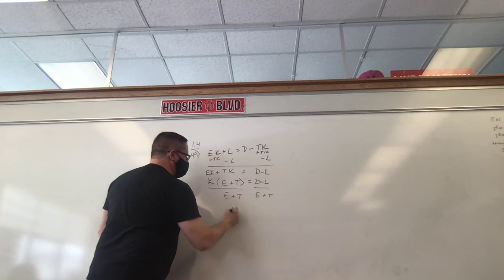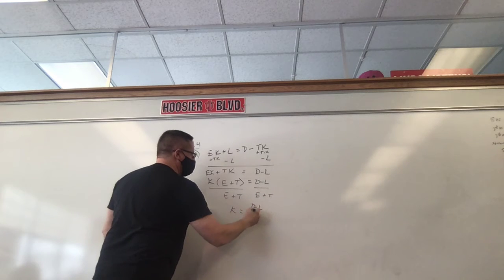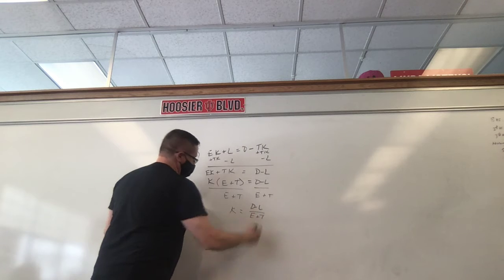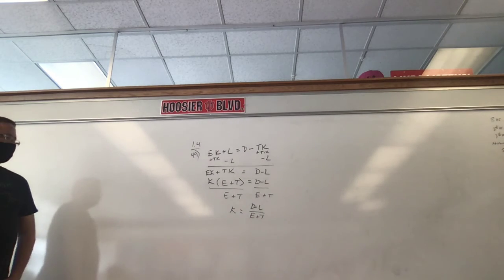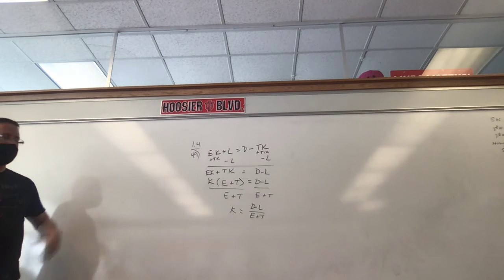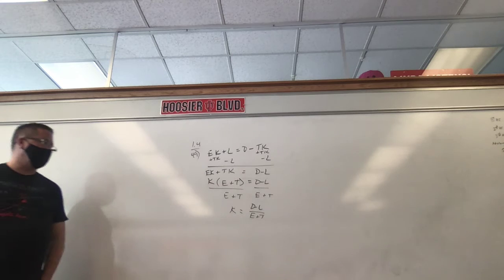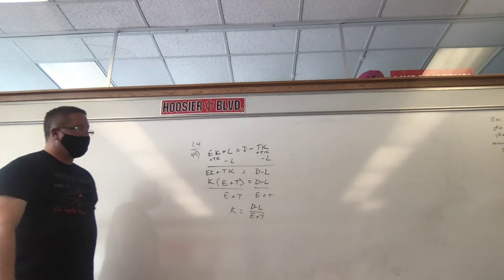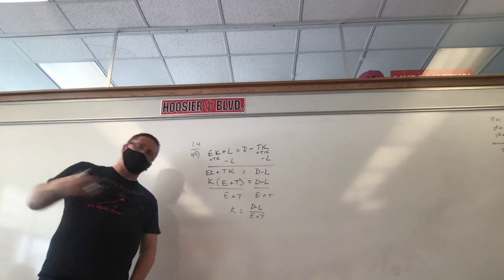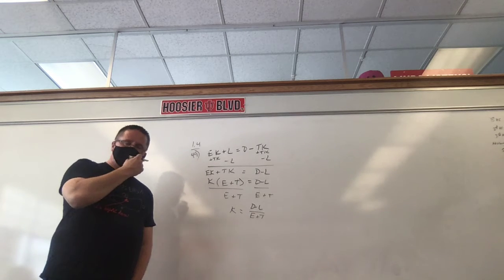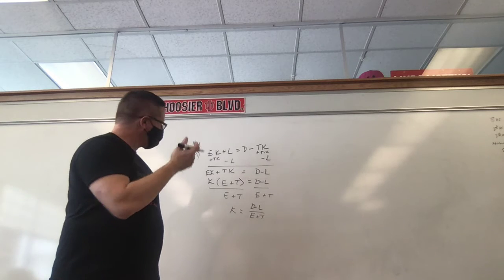So what's K equal to? D minus L over E plus T. Not ET, E plus T. That's okay because K is not being used to describe what K is. K equals, there's no K's over there, D minus L over E plus T. I mean, really, we never did this in Algebra 2, not one specifically like this, but all the rules that we learned in Algebra 2 still apply here.